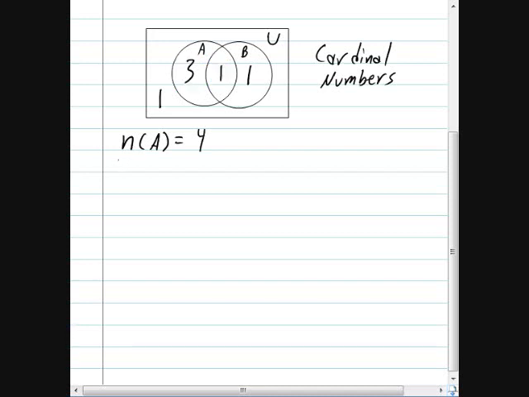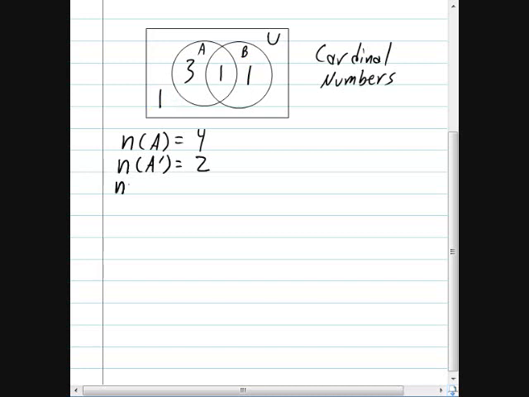Another question we can answer is, what's the number of elements in A complement? Here the answer is 2, because we're adding up all of the elements that are not in A. There's one element here and another element here for a total of 2 elements.